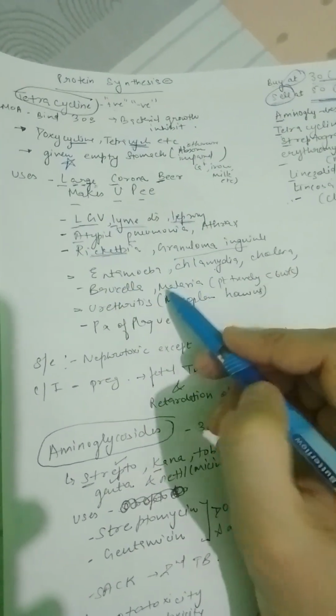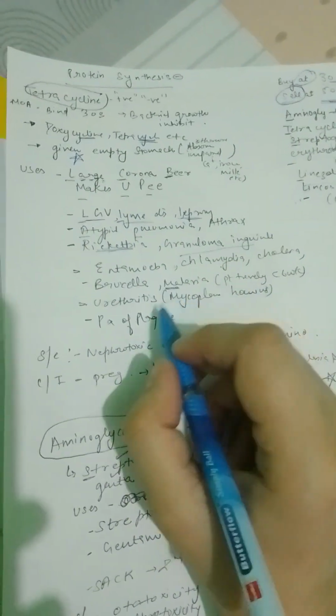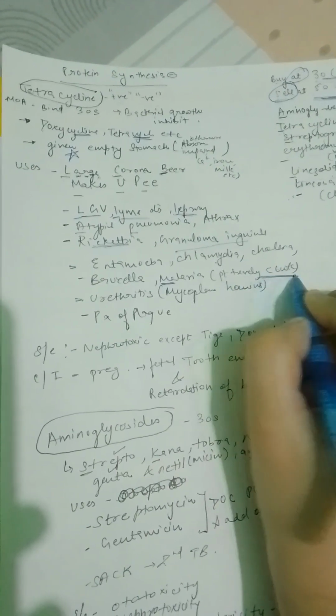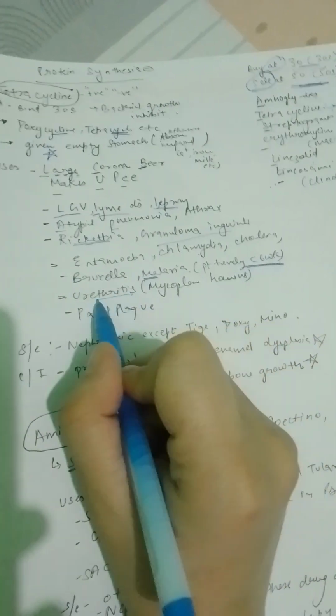Okay, then M for malaria, here will be malaria. Then for U, in malaria, if the patient is traveling for less than 6 weeks anywhere, then we can give this tetracycline. Okay, then another one is urethritis.